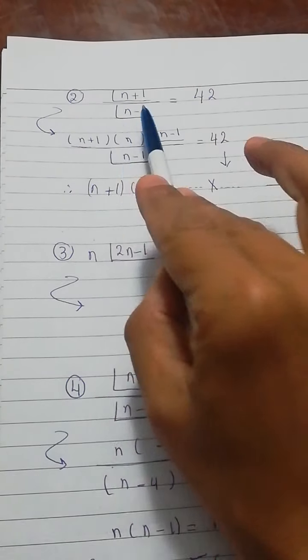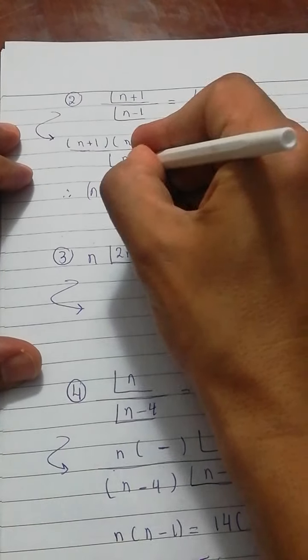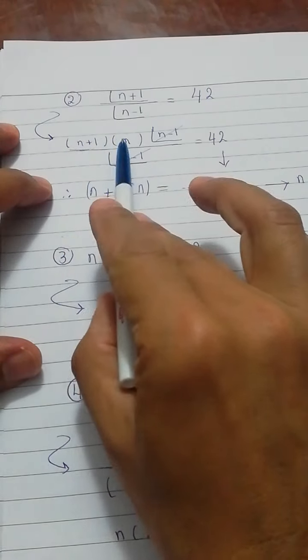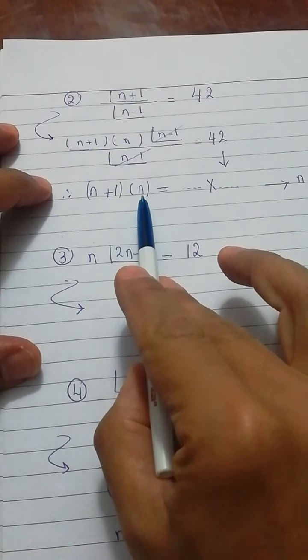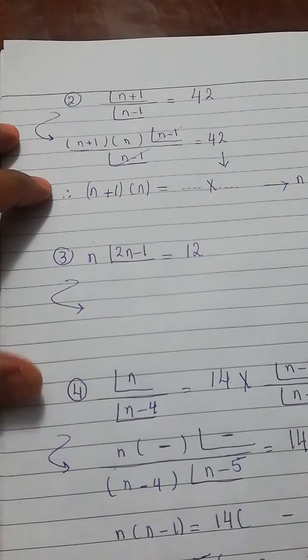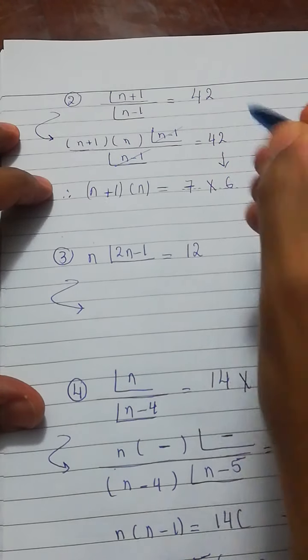And the denominator is written again as factorial n minus 1. Now cancel up and down. So n plus 1 multiplied by n equals 42. But 42 can be written simply as 7 by 6.